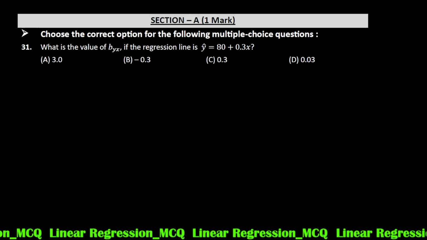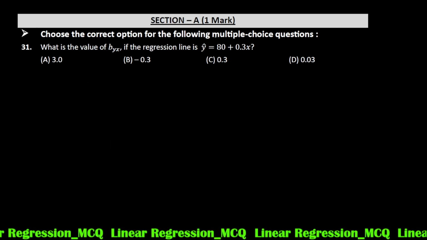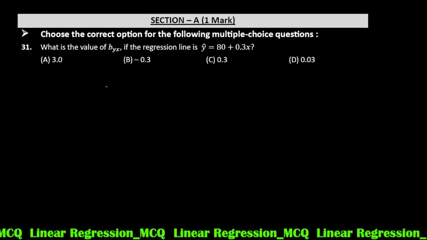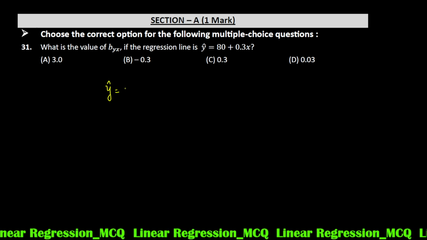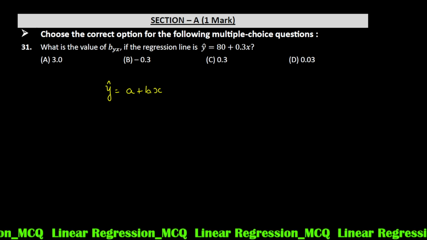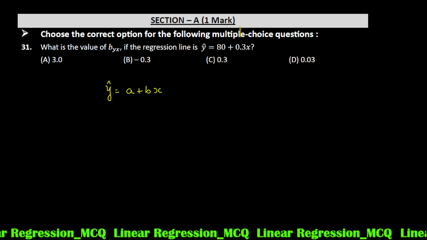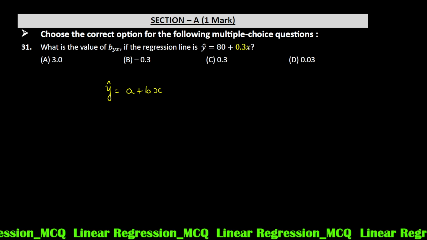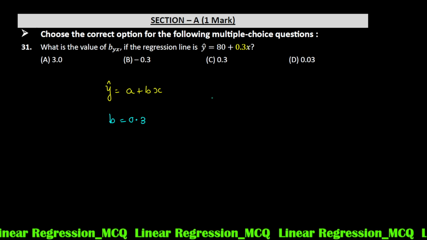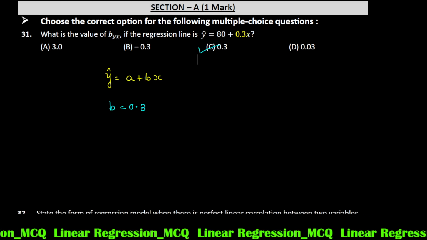Question number 31. What is the value of byx in the regression line y cap equal to 80 plus 0.3x? The y cap is equals to a plus bx. In regression line, always coefficient of x is b, and here in given regression line, the coefficient of x is 0.3. Therefore, b equals to coefficient of x, 0.3. Answer C is correct. Option C is correct.